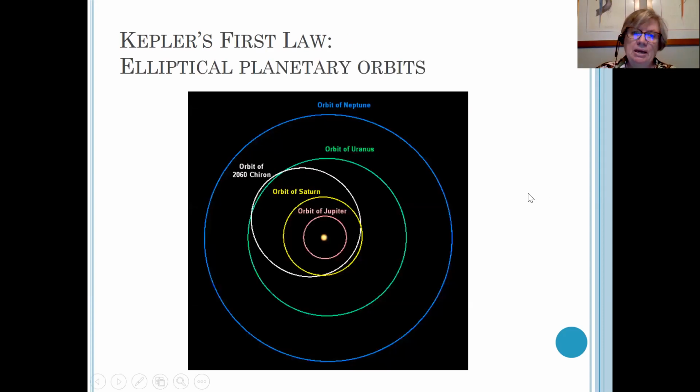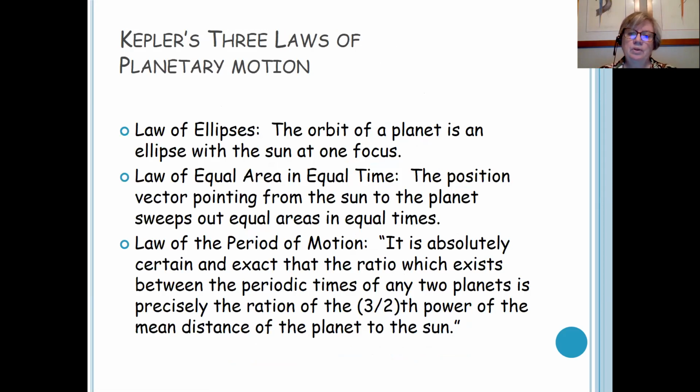All right. Go back up to the third one. Third one's longer. It is absolutely certain and exact. I just love the way he says that. Kepler is very confident of his work. It is absolutely certain and exact that the ratio which exists between the periodic times of any two planets is precisely the ratio, not ration, ratio of the 3/2 power of the mean distance of the planet to the sun.